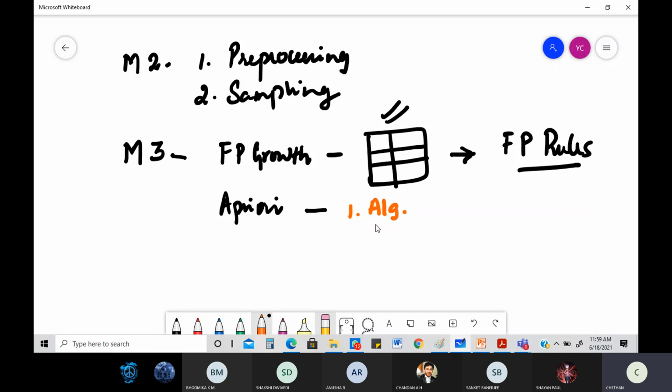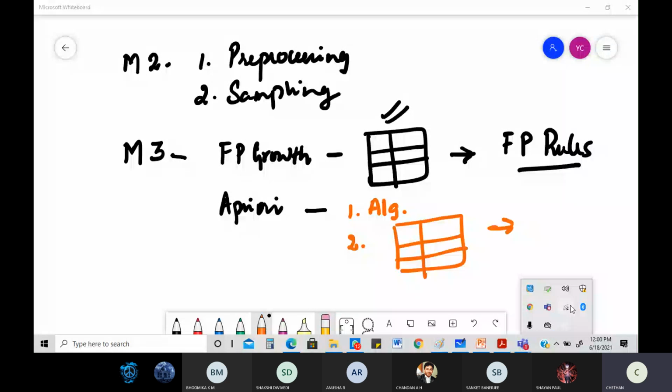The second thing, obviously, is again a transaction-based table, and you are supposed to get what? The Apriori algorithm will be giving you frequent item sets. The base will be transaction-based data, and you are going to do that. So there are 2-3 mathematical problems that you can see in this test.